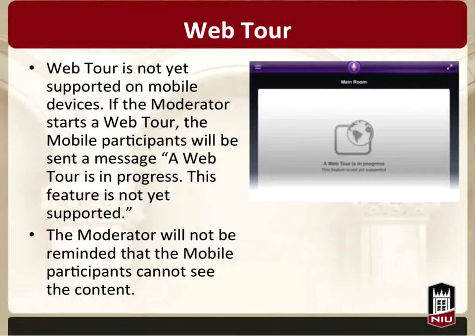What you could do, however, if you wanted to show a website or a series of web pages, rather than doing it as a web tour, is just have your web browser open and then share your browser window and go through the website in that sense. So if you're doing an application share, mobile participants do see that. They just don't see web tour at this point.